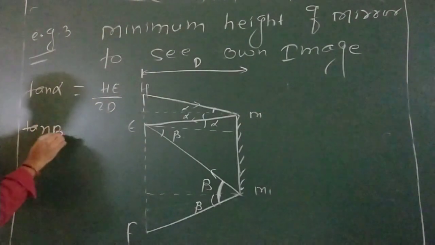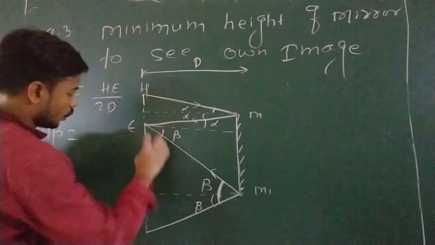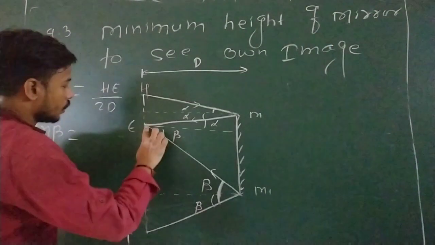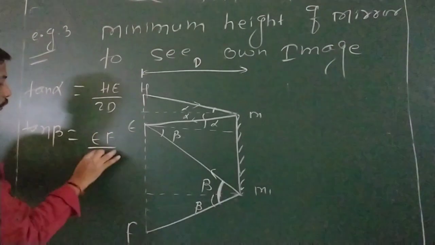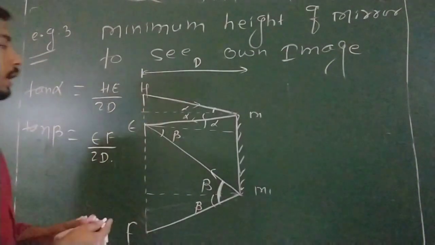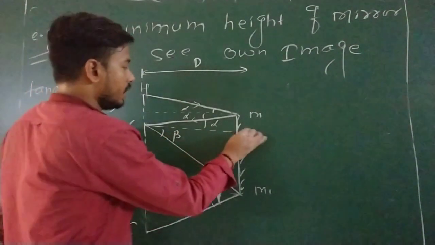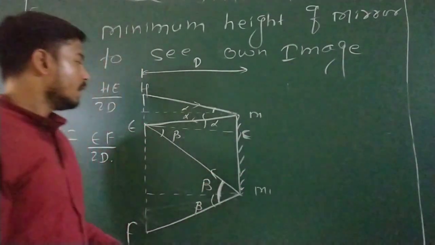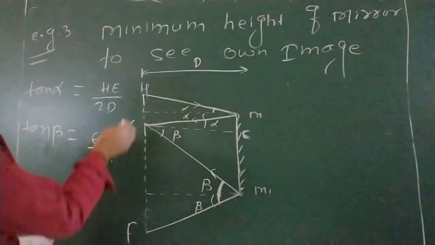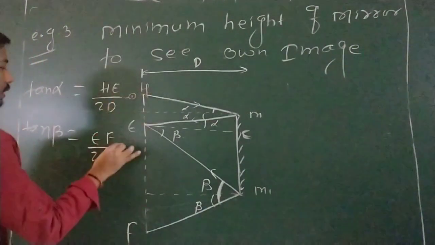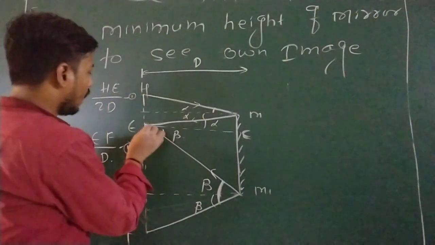Similarly, what can we write for tan beta? This total height divided by 2, so EF by 2D. Now what can we write here? Suppose this is a point C. So here tan alpha we can write as MC by D. So this is one equation, second equation.